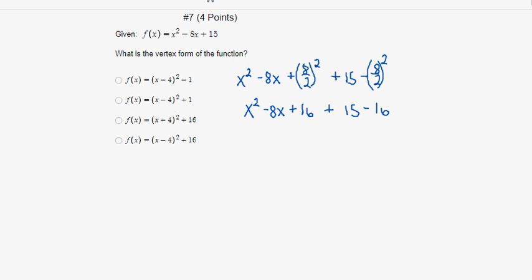Now we're going to have our perfect square binomial. This is equal to x minus 4 squared, and that's minus 1. So that one right there.